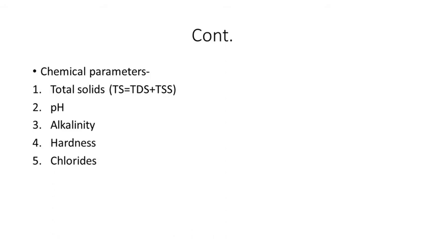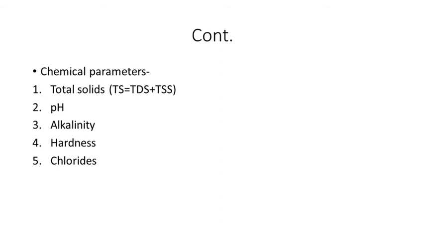Because the pH is nothing but a number. We measure the pH from 1 to 14. So all you know, pH 1 to 7 is acidic, 7 to 14 is alkaline, basic, and exactly 7 is neutral.